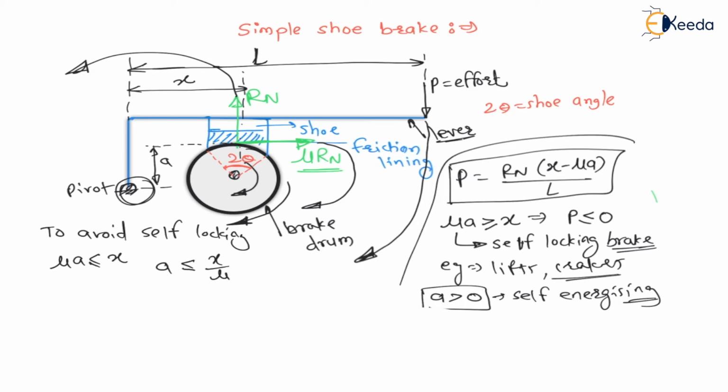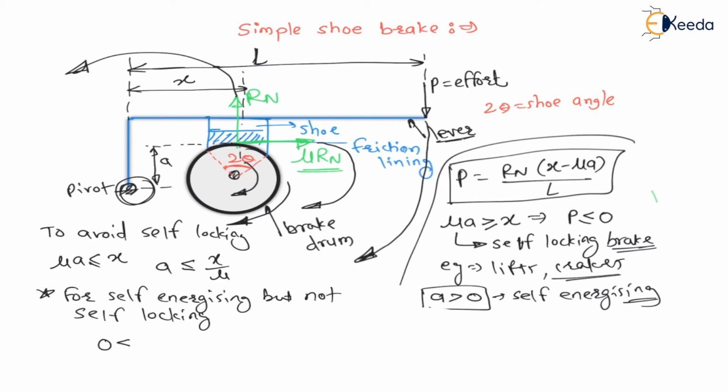Therefore, always we have to design a brake for self energizing condition, but not for self locking condition. For vehicles, the brake design is for self energizing. It must be self energizing, that is self actuating, but not self locking. This is the condition we have to satisfy while designing brake. Therefore 0 must be less than or equal to a must be less than or equal to x by mu. For this condition we have to design the brake.